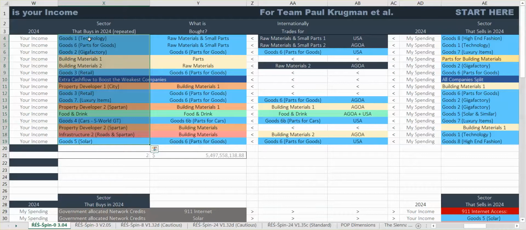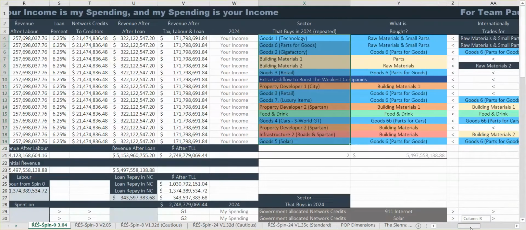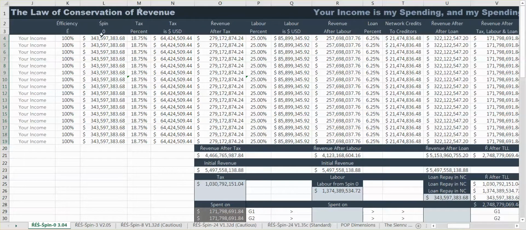Returning to the spreadsheet, if we return to X4, we come to the second 16 sectors of your income in 2024. Before looking at the conservation of revenue, let's have a quick look to the left and see the simulation continue to 2025. First, scroll to L4, and see that in fact each sector starts with 343 million and change, from which half is deducted for tax, labour and interest, seen to the right.